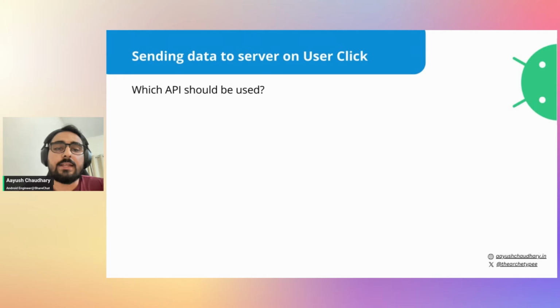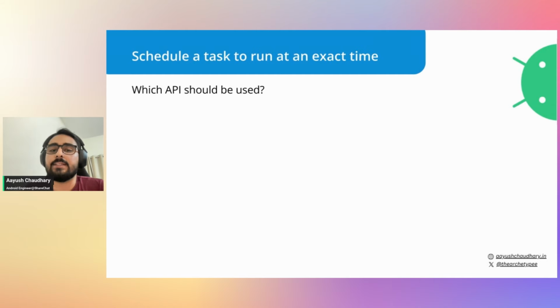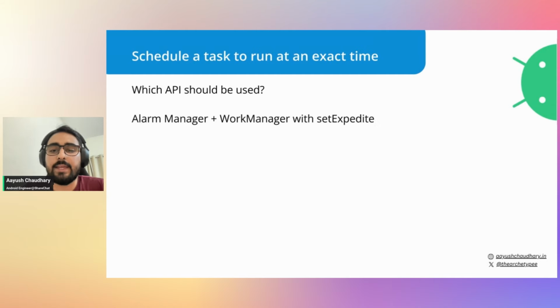If you want to send data to the server on user click, then you can use a user initiated task. If you want to schedule a task to run at an exact time, use AlarmManager plus expedited WorkManager, or you can use foreground service if you want to run it immediately.